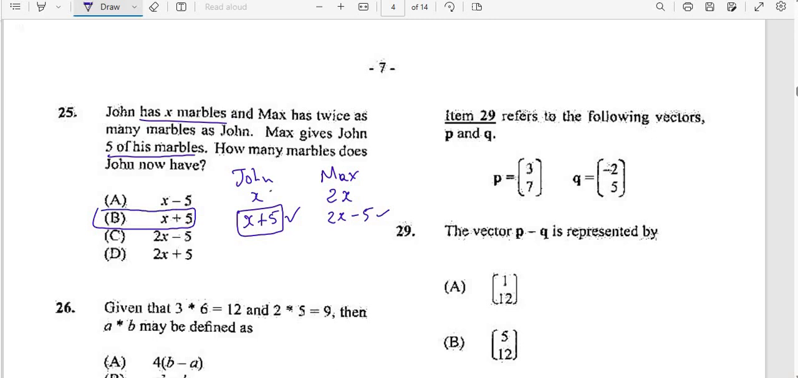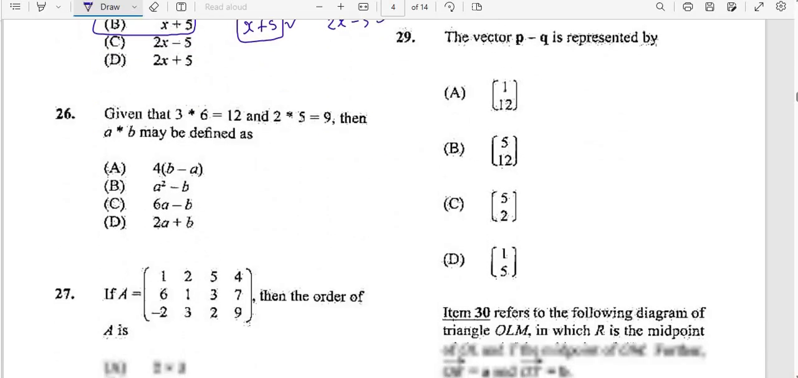All right, John had x originally. He received 5 from Max. That's it. For this one, we want the correct expression for A star B that will give us these results when A is 3 and B is 6, as well as when A is 2 and B is 5. When we're using this one, A star B, we get 12 over here. When we're using this one over here, we get 9. But we should know this expression will work in both cases.